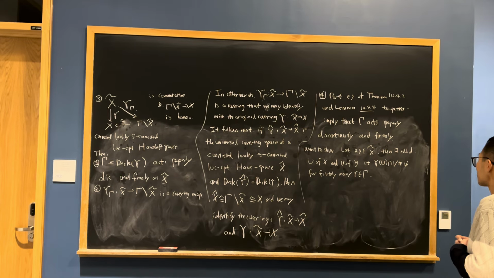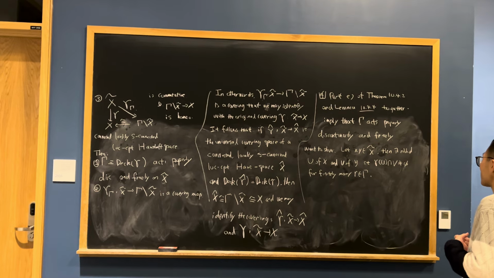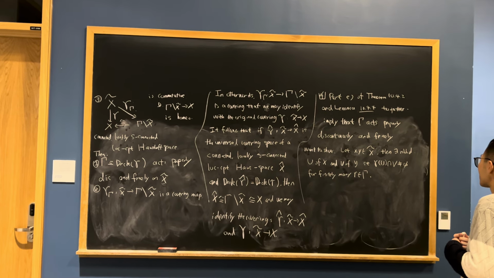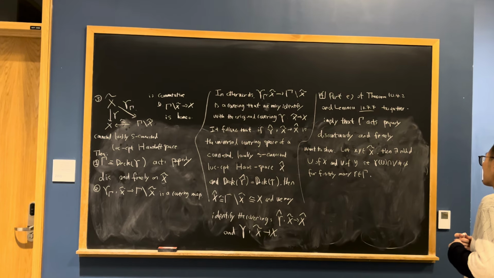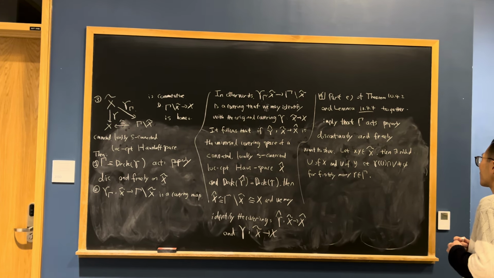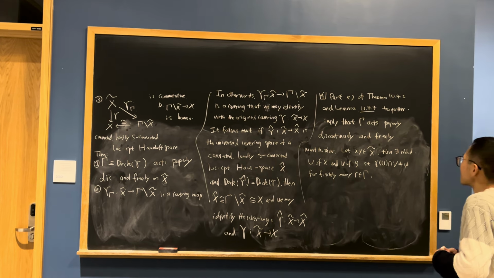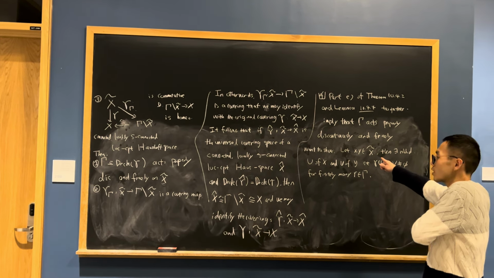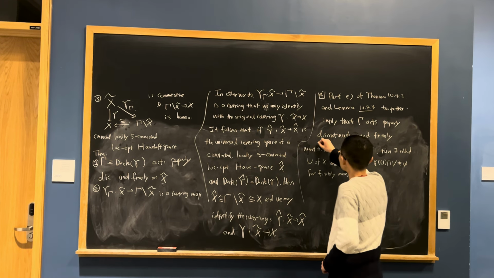So let's see why it is true. Neighborhood U of x, V of y. Oh, I see. Okay. So by the way, this is just about proper discontinuity.